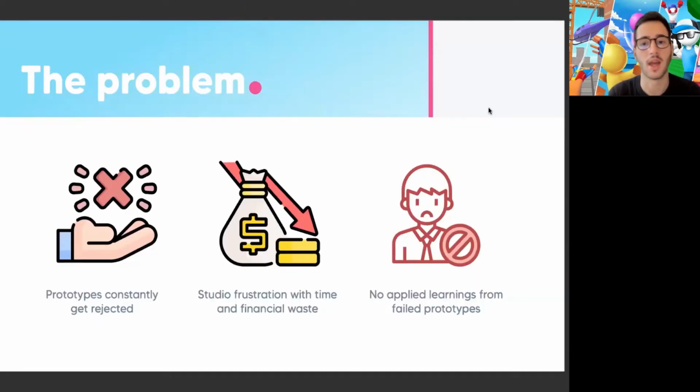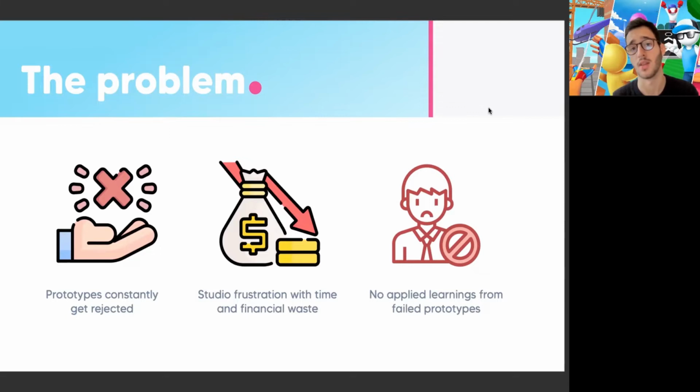The main problem we have nowadays in hyper-casual prototyping, and I think most of you guys are quite familiar with this, is the fact that prototypes constantly get rejected after testing. Results are not good enough, and you just need to start working on a new one. And obviously, that's a waste of time and efforts. There is a frustration coming as well from the fact that we spend so much time on these prototypes, and the financial waste behind it, as those prototypes will most of the time not be used at all.